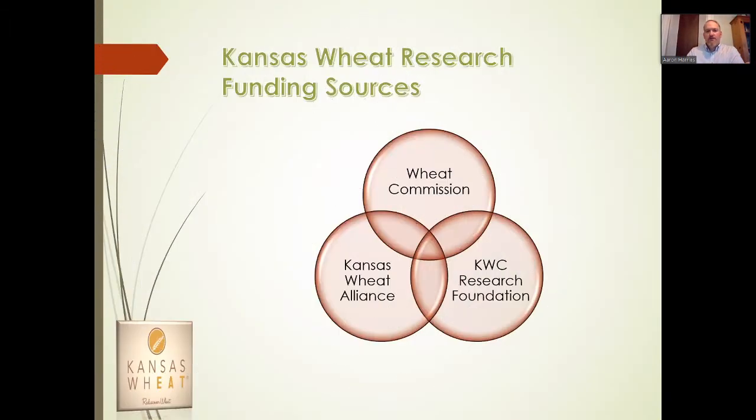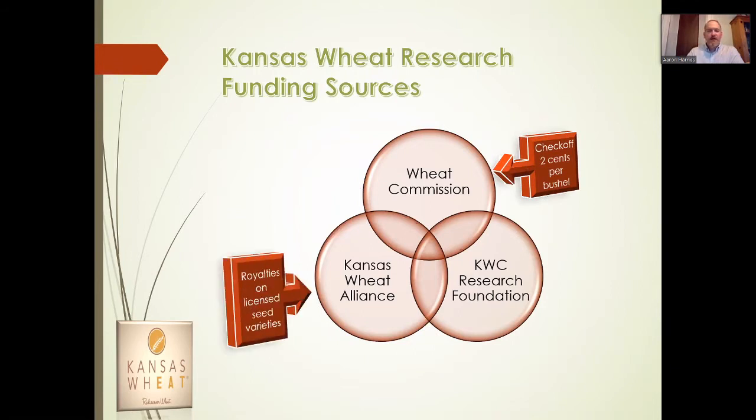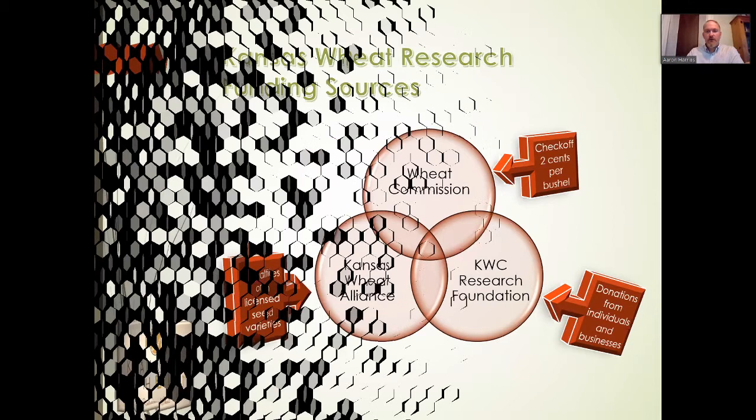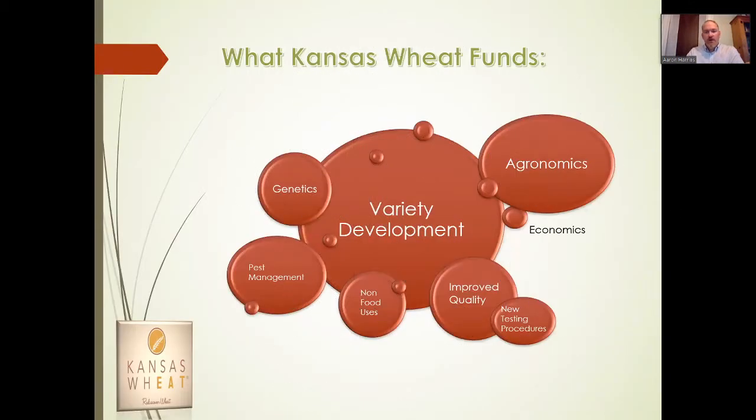The funding sources for wheat research in the state of Kansas really are a 3-legged stool. We have the Kansas Wheat Commission, which is the checkoff dollars; the Kansas Wheat Alliance, which collects royalties on certified seed varieties marketed through K-State; and then the Kansas Wheat Commission established a research foundation several years ago, and we accept gifts from donors, donations from individuals and businesses who support wheat research. So it's kind of a 3-legged stool. And we fund a little bit of everything.